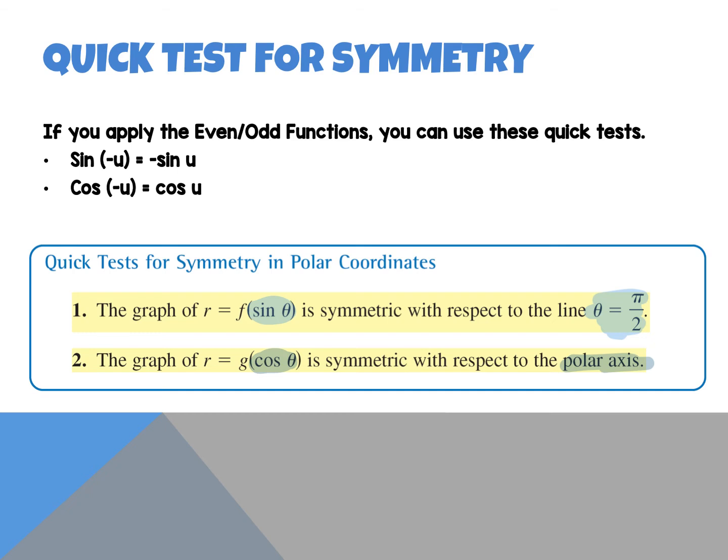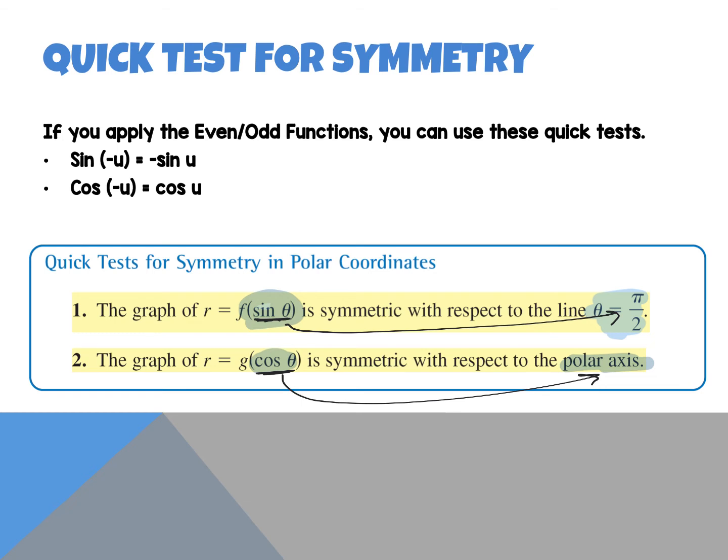So if it says to test it algebraically, you want to do what we just did. But if you're just graphing it and you want to follow the quick test, you can totally do this. There's no quick test for the polar axis, for the pole, but there is this quick test for pi over 2. So think sine is, for me, how I remember it is sine is my y, and the pi over 2 is the y-axis, and the cosine is your x, and the polar axis is your x-axis. So that's how I remember the quick test.